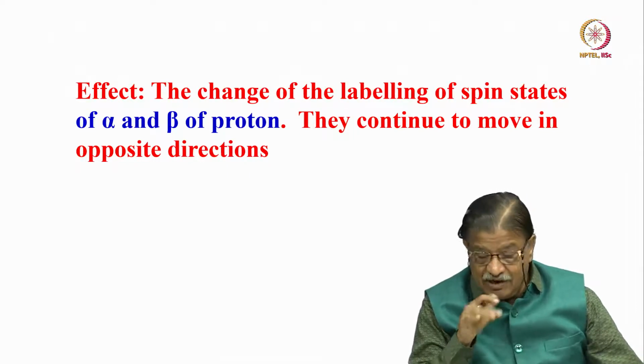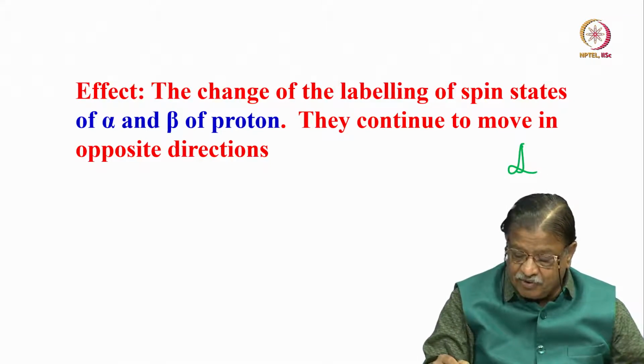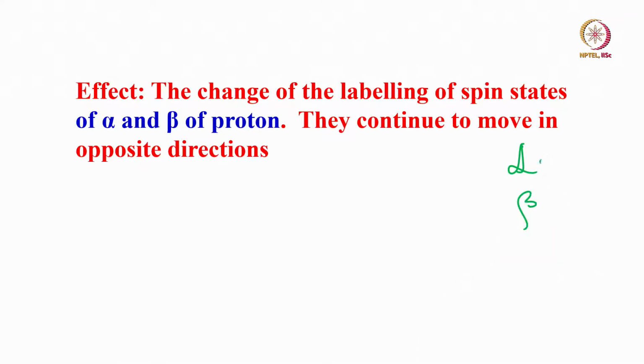Alpha, if I say this is the alpha state of the proton and this is the beta state, now they got interchanged. Now this became the beta state and this became the alpha state. So now what will happen? They continue to move in the opposite direction. Earlier, if you apply only a proton 180 pulse, which changes from one axis to the other axis, just inverted that, but we did not invert the population. So it was continuing to move in the same direction.